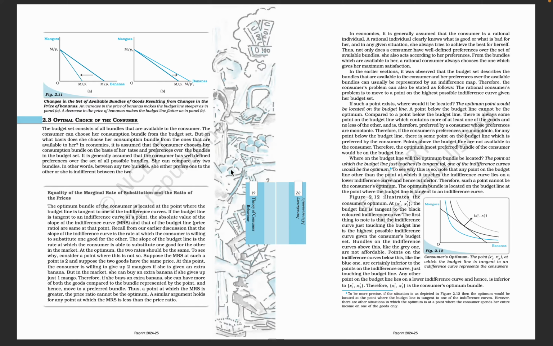At (x1, x2), the budget line is tangent to the black colored indifference curve. The first thing to note is that the indifference curve just touching the budget line is the highest possible indifference curve given the consumer's budget set. Bundles on the indifference curve above this, like the gray one, are not affordable. Points on the indifference curves below this, like the blue one, are certainly inferior to the points on the indifference curve just touching the budget line. Any other point on the budget line lies on a lower indifference curve and hence is inferior to (x1, x2). Therefore, (x1, x2) is the consumer's optimal bundle.